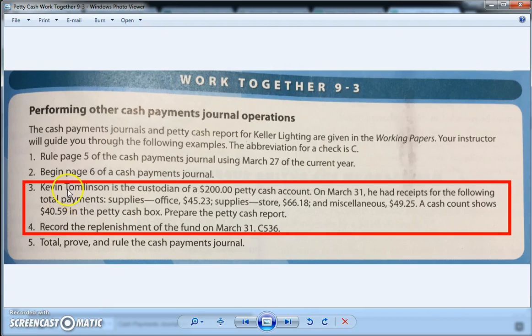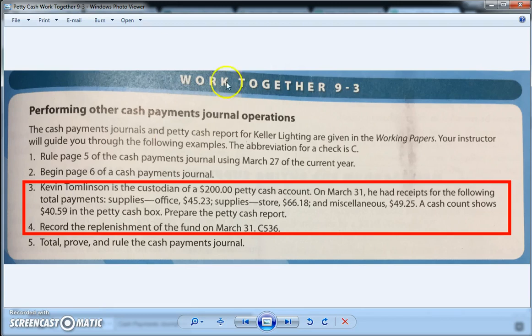So it is Kevin's job to figure out if there is enough money in there, too much money, the perfect amount, or not enough. And then it's also his job to record this transaction into the cash payments journal.